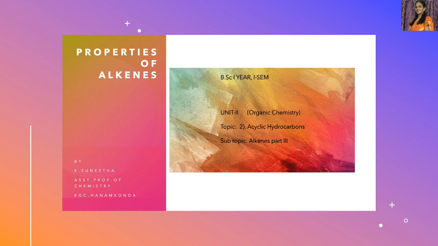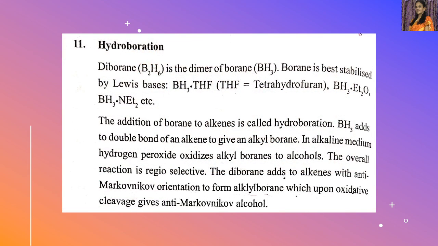The alkenes' chemical properties, continuation. Today's first property is hydroboration. Hydroboration is the addition of borane. Borane is nothing but BH3. Addition of borane to alkenes is called hydroboration. So BH3 adds to the double bond of an alkene to give an alkyl borane. Then in alkaline medium, hydrogen peroxide oxidizes alkyl boranes to alcohols.